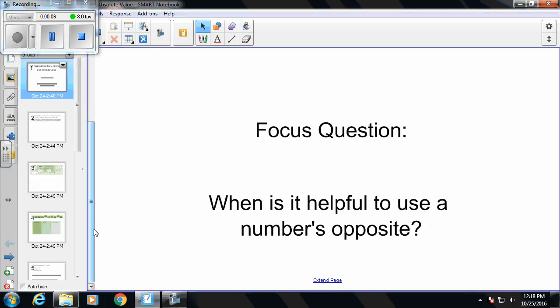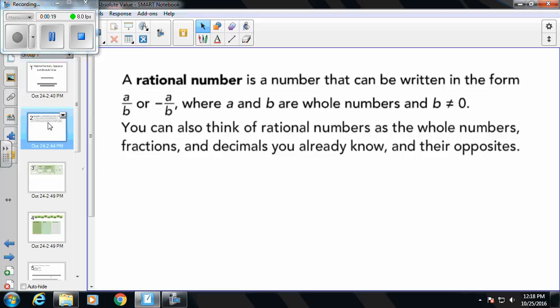Our focus question today, when is it helpful to use a number's opposite? So let's talk about rational numbers. We'll move right into it. A rational number is a number that can be written in the form a over b or negative a over b, where a and b are whole numbers and b is unequal to 0.